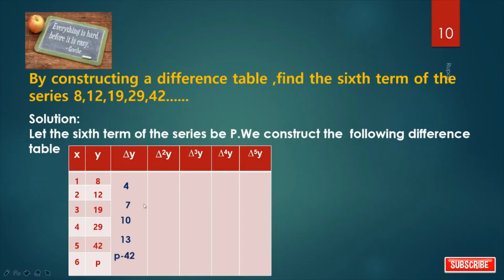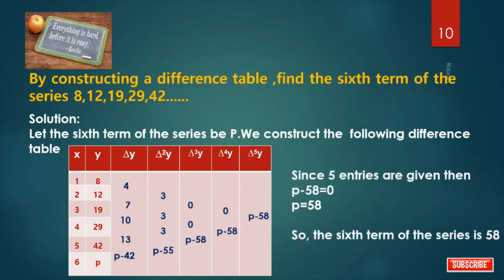Next column, it is 7 minus 4, 3, 10 minus 7, 3, 13 minus 10, 3, and then p minus 55. Next column, it is 0, 3 minus 3, 0, then 3 minus 3, 0, and it is p minus 58. Next column, it is 0 minus 0, 0, then p minus 58. The next column, it is p minus 58. Now since 5 entries are given, p minus 58 equals 0. So p is 58. So the sixth term of the series is 58.